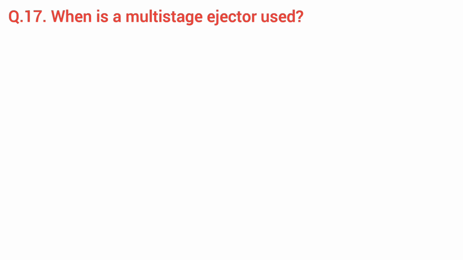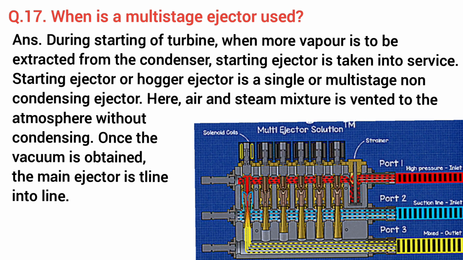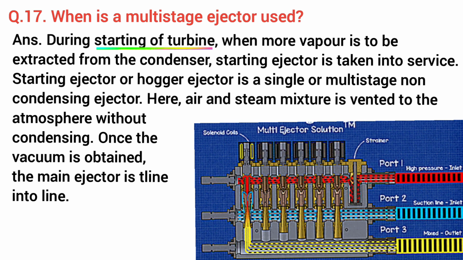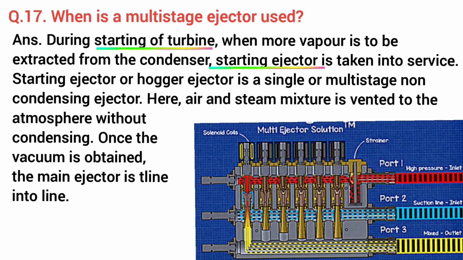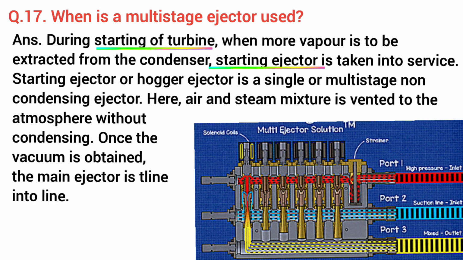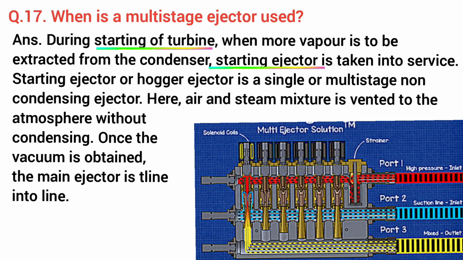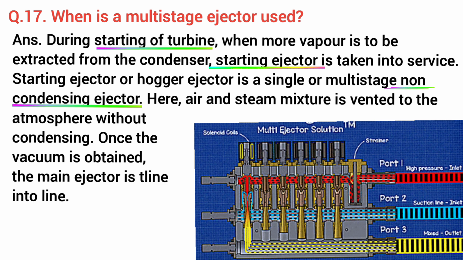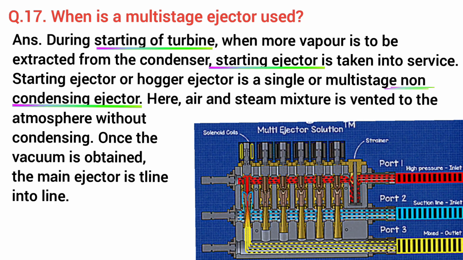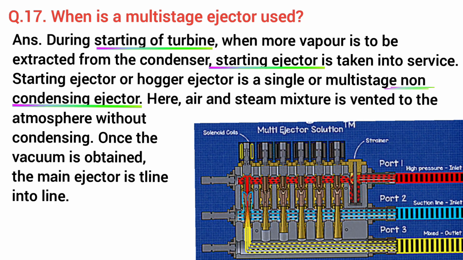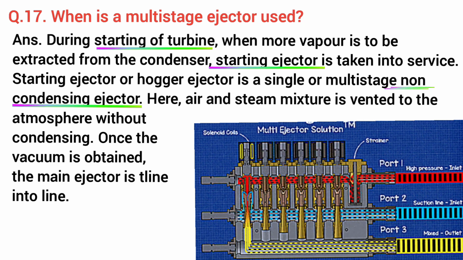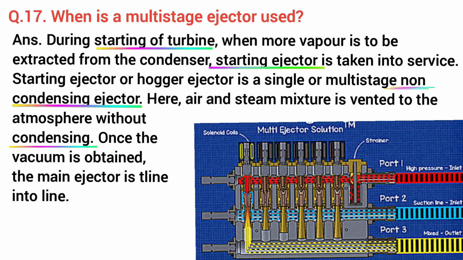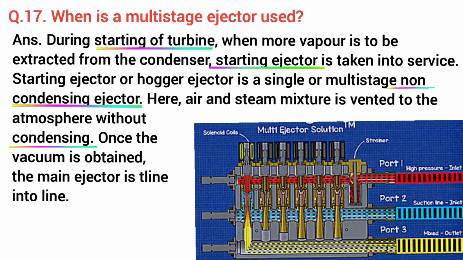When is a multistage ejector used? During starting of turbine, when more vapor is to be extracted from the condenser, starting ejector is taken into service. Starting ejector or hopper ejector is a single or multistage non-condensing ejector. Here, air and steam mixture is vented to the atmosphere without condensing. Once the vacuum is obtained, the main ejector is taken into line.